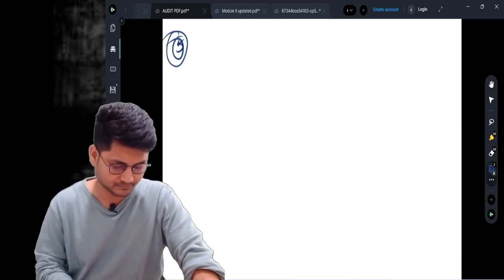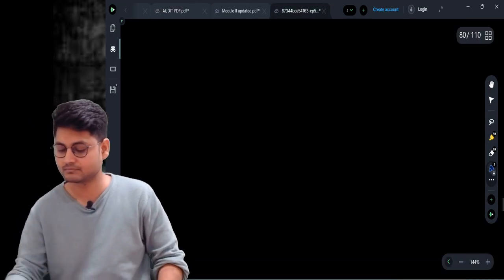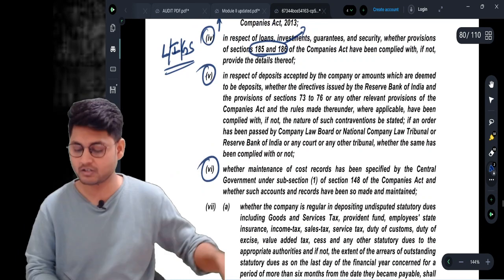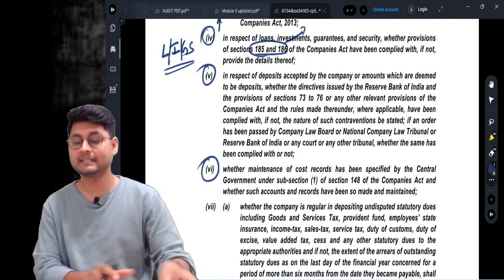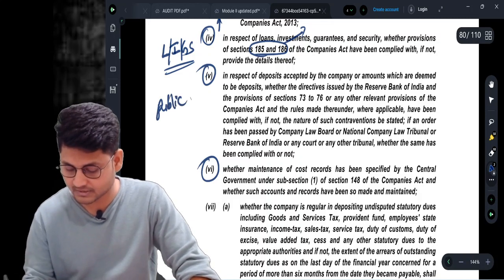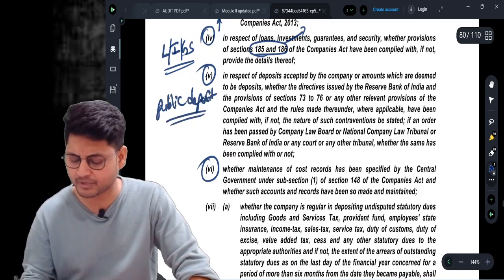Done. So let us go to the next clause. This clause is talking about public deposits, which is very, very important.